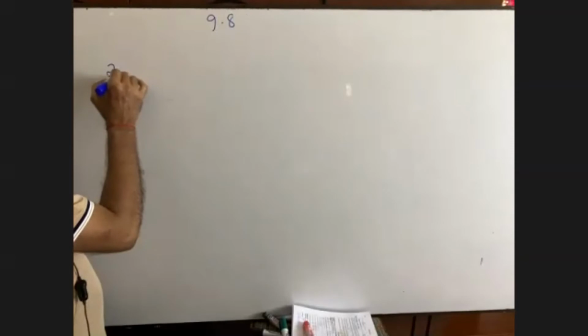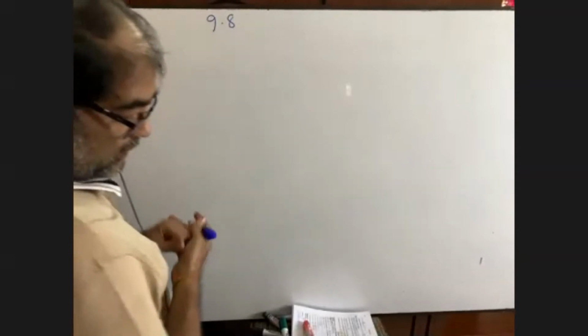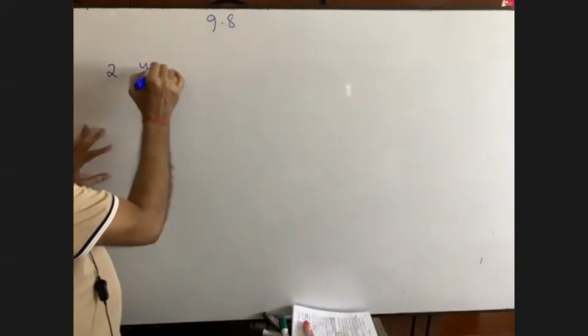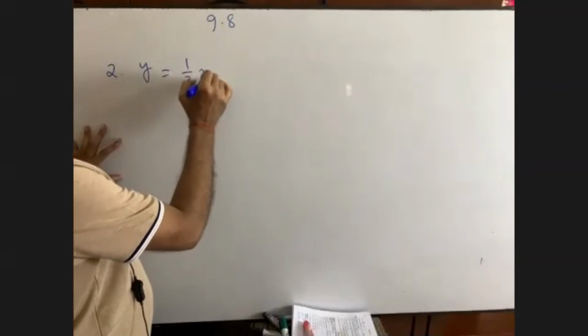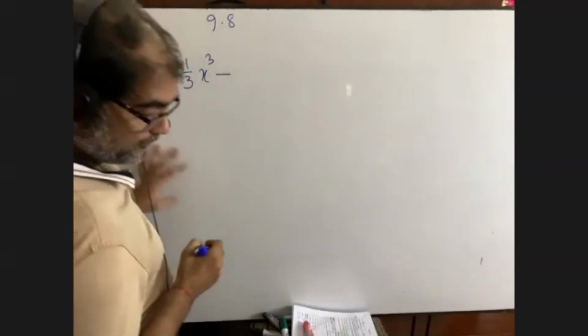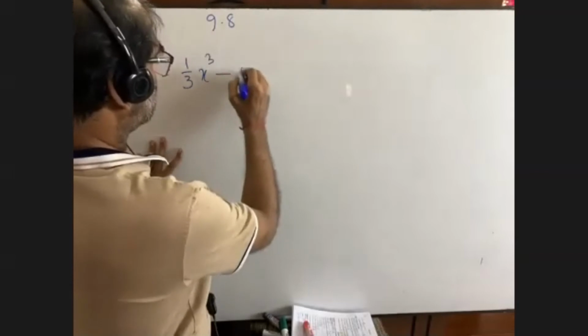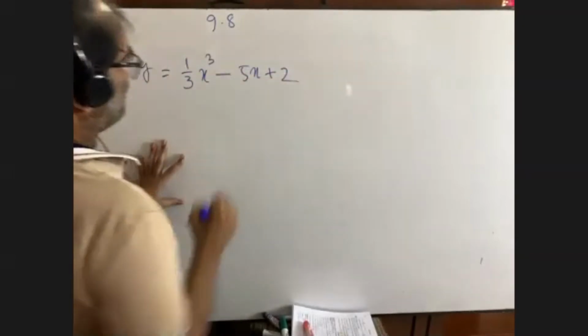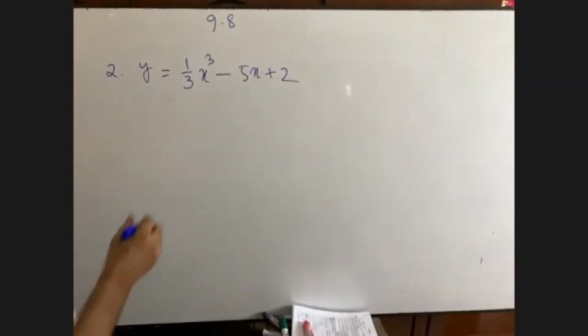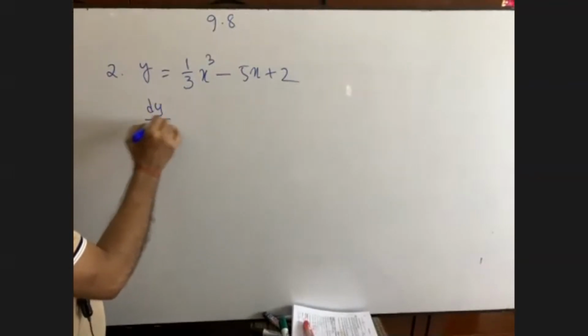Now the second question, and every question is of that type or this type. y is equal to 1 by 3 x cube minus 5x plus 2. Find dy by dx. Be quick. What is dy by dx?